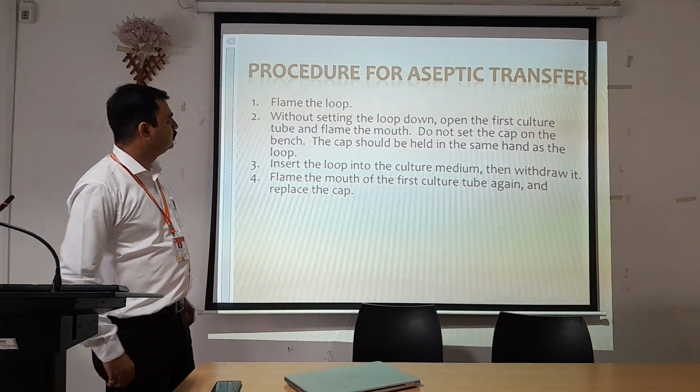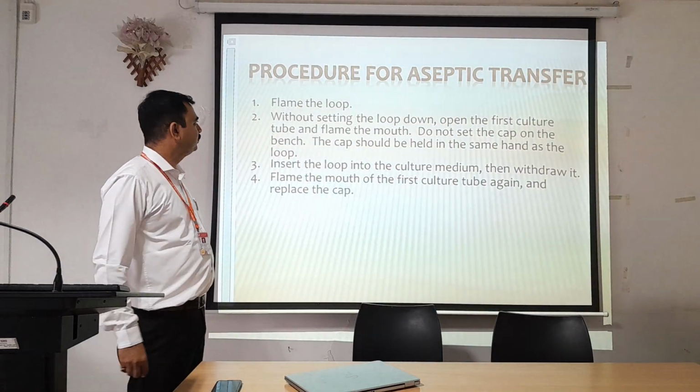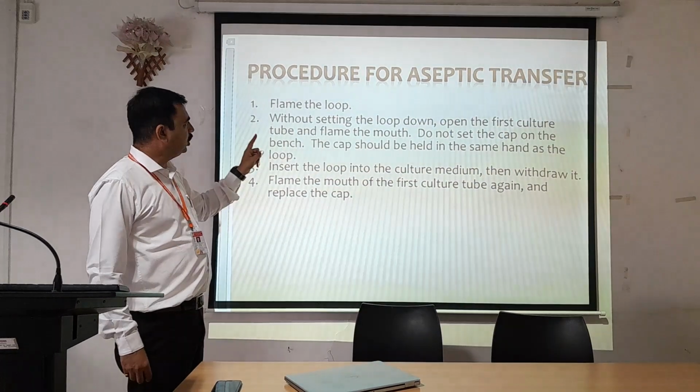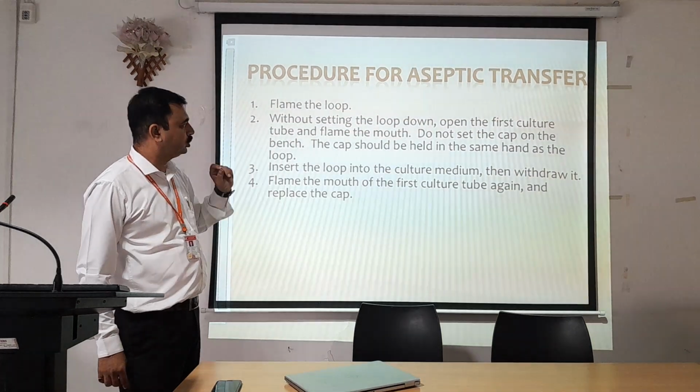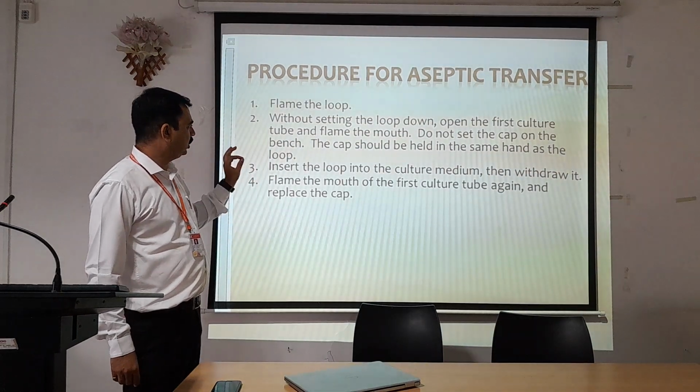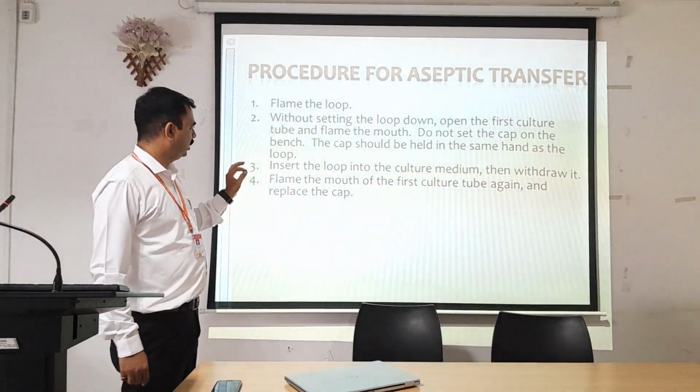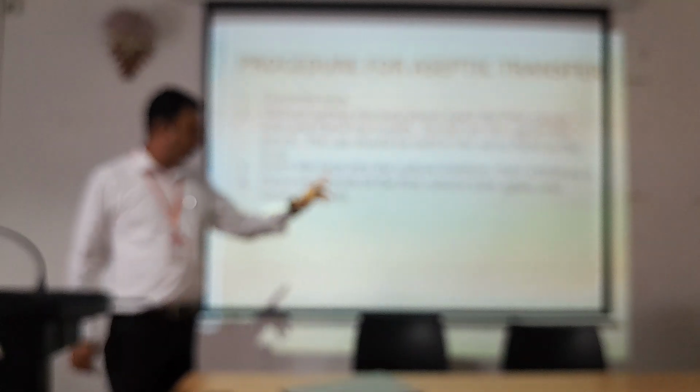Now, how does the transfer take place? Flame the loop. Without setting the loop down, open the first culture tube and flame the mouth. Do not set the cap on the bench; the cap should be held in the hand. Insert the loop inside the culture medium and then withdraw. Flame the mouth of the culture tube again and replace the cap.